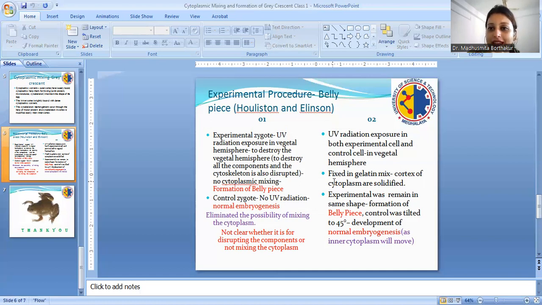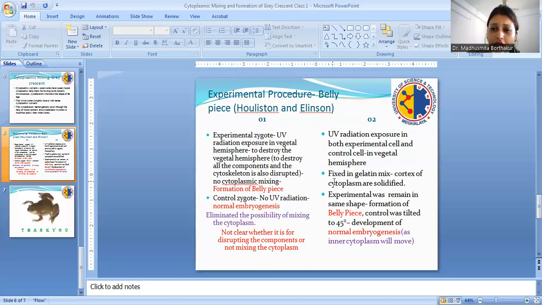Then they saw that when they exposed UV radiation to the vegetal hemisphere, while in the control no such UV radiation was exposed, there was a formation of an abnormal piece of mass, that is the belly piece, in the experimental zygote. The control was quite normal, means normal embryogenesis took place.